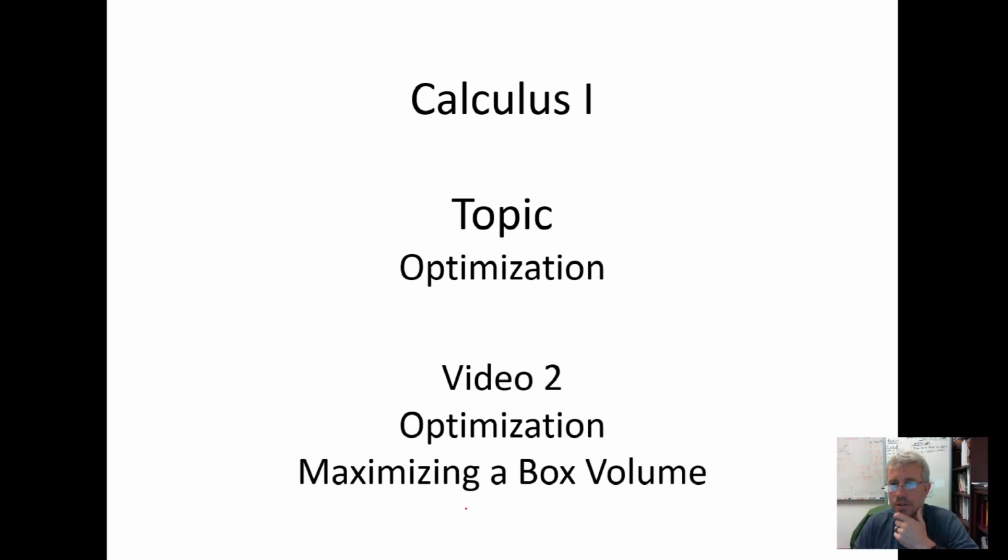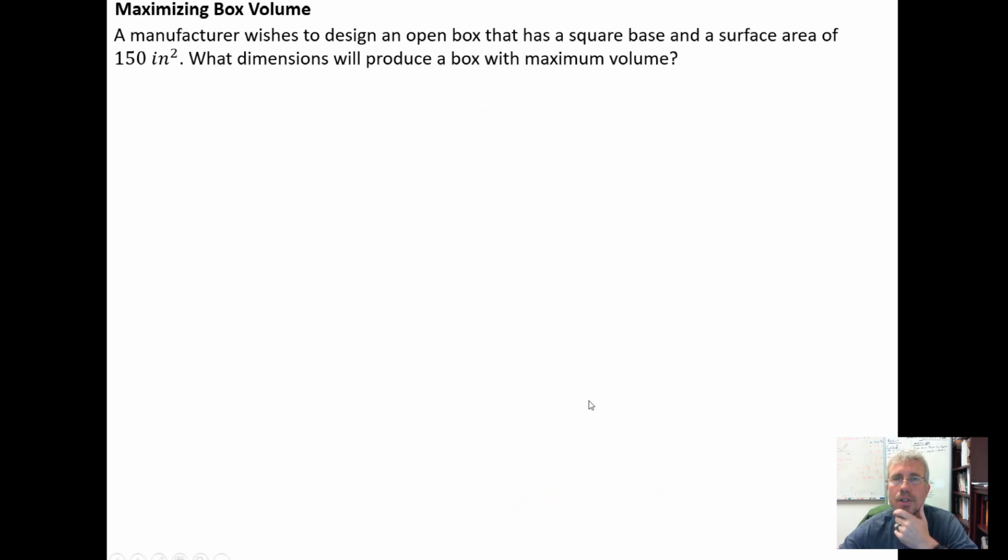So in this video, we're going to use calculus to maximize the volume of a box. It says a manufacturer wishes to design an open box. So this means that the lid is missing, that has a square base and a surface area of 105 square inches. What dimensions will produce a box with maximum volume? So we're trying to maximize volume under a restriction on the surface area of the box.